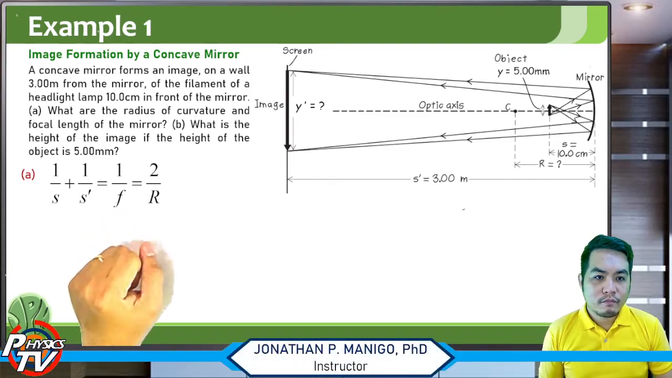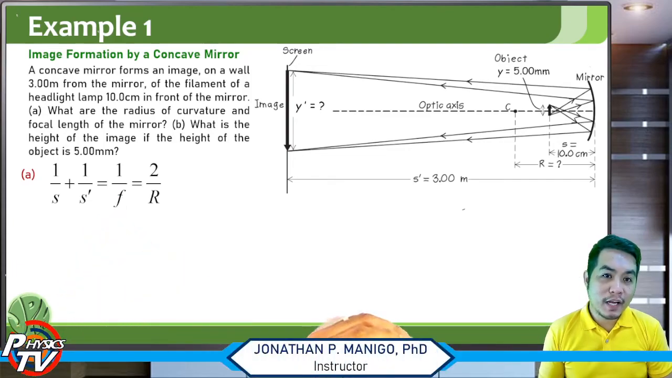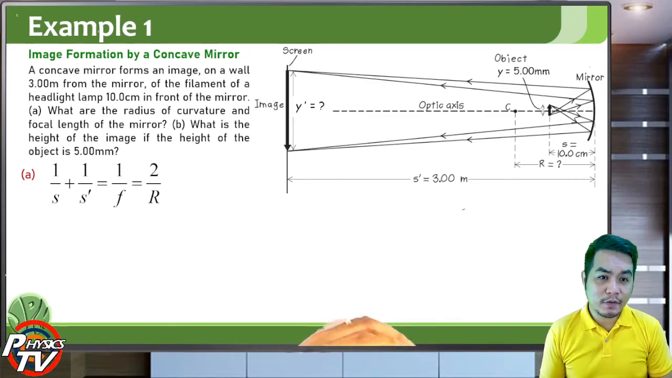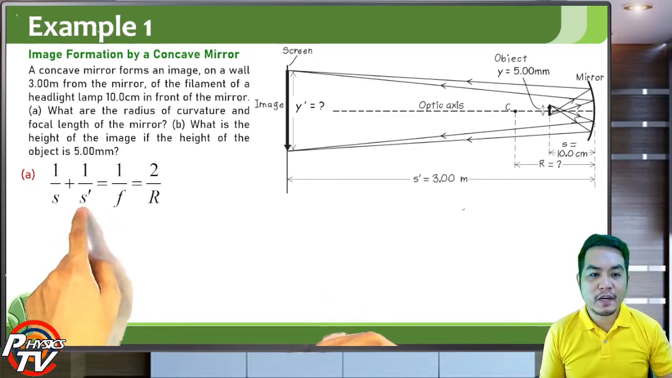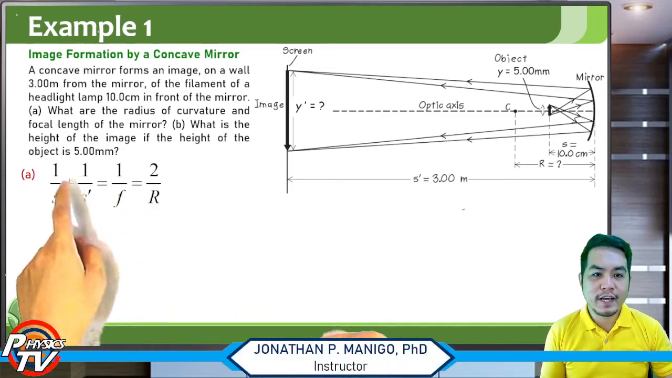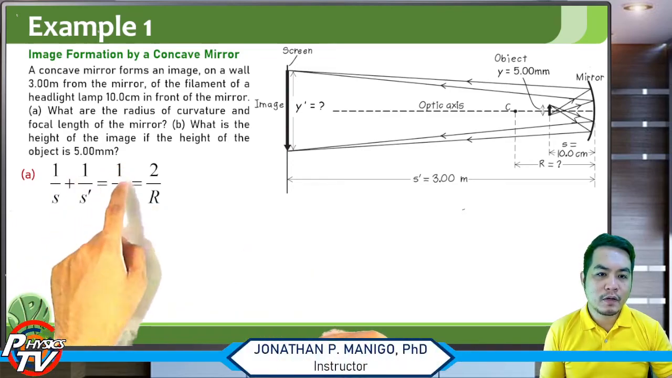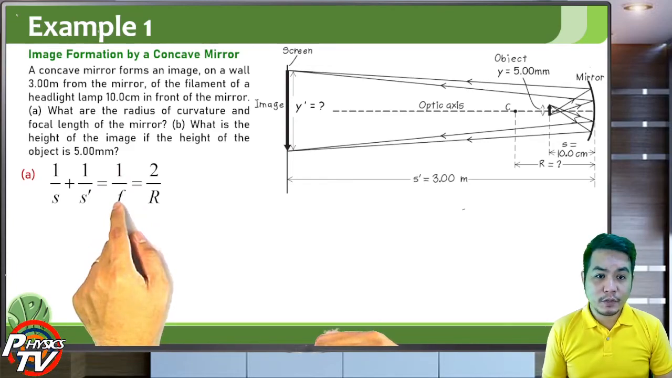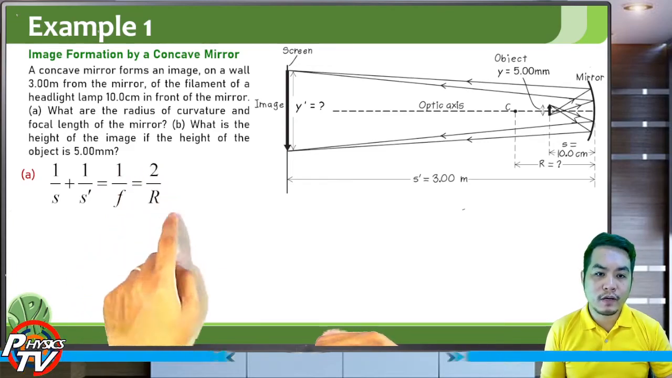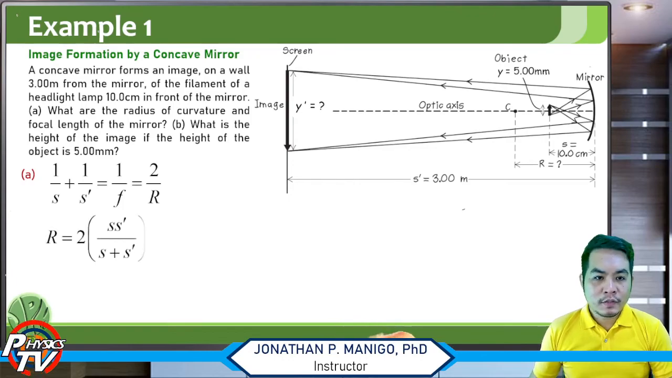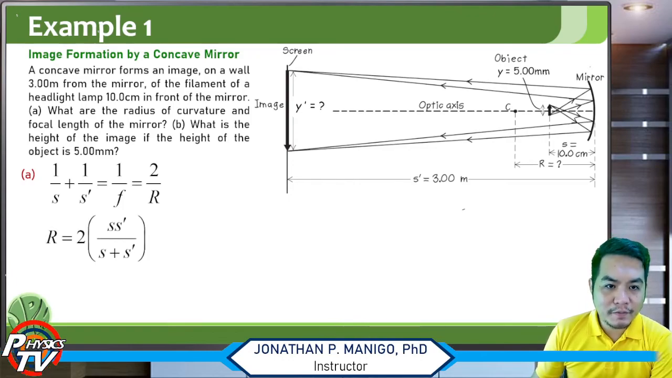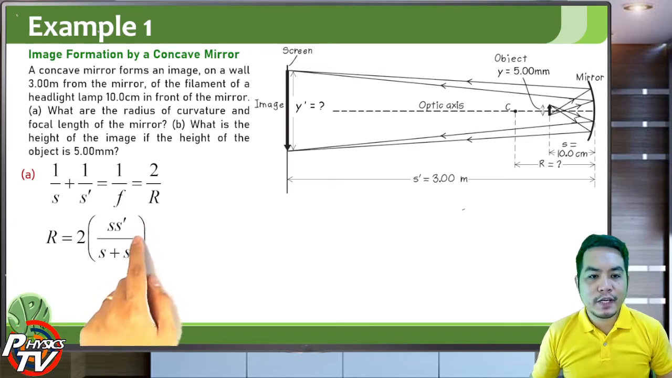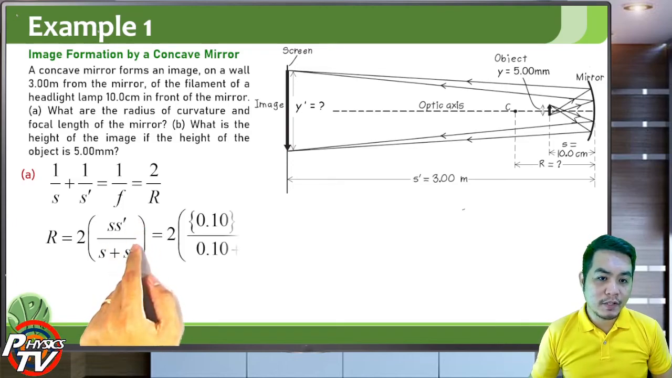we need to find the focal length and the radius of curvature. And we use the object-image relationship for spherical mirrors. So 1/s plus 1/s prime is equal to 1/f, or since the focal length is radius over 2, then this is also equal to 2/r. So solve for r in this case, and you get this one. Manipulate the equation to get this one.